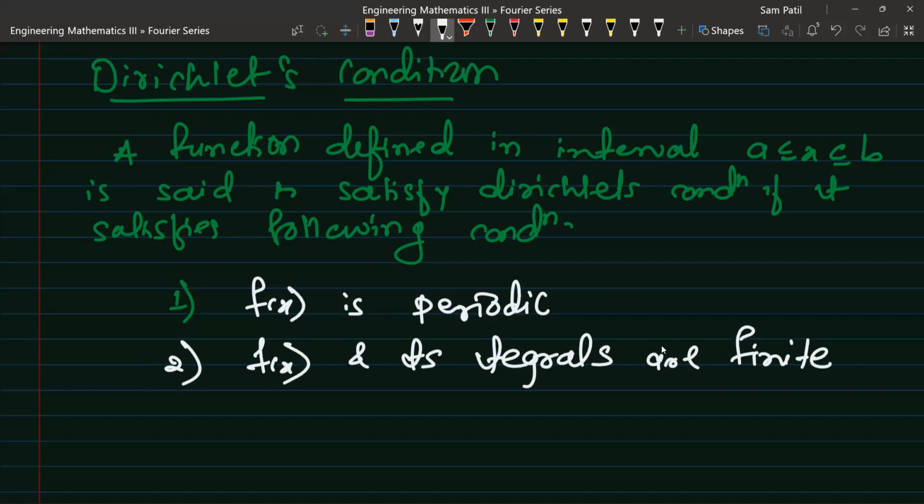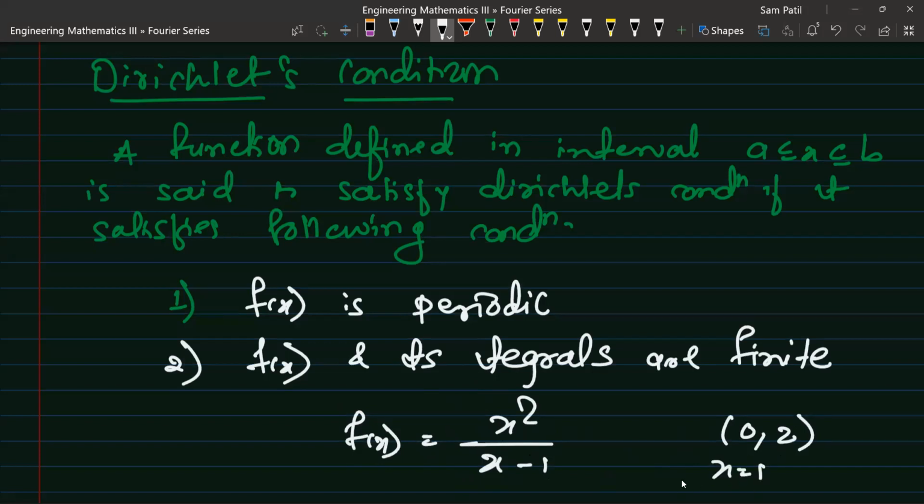Not defined means, suppose I take f(x) equal to x square upon x minus 1. And if I take the interval 0 to 2, in this interval this function is not defined. How? Because if I take x equal to 1, what do I get? 1 minus 1, 0. The denominator becomes 0. Anything upon 0 is infinity, not defined. So this f(x) is not defined in this interval. Got it? So its integration is also not defined. f(x) is not defined, the integral is not defined in this interval.